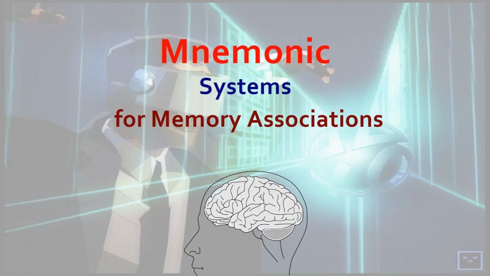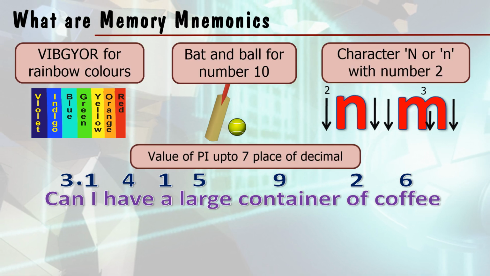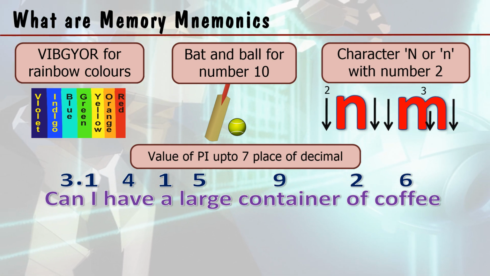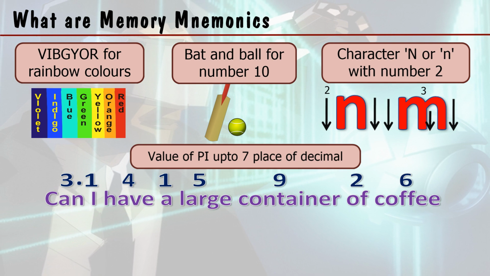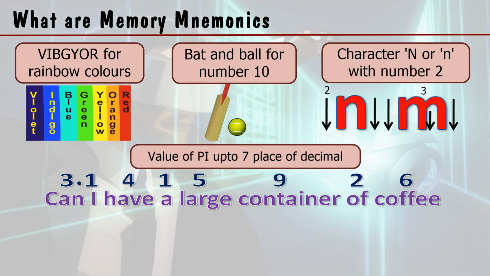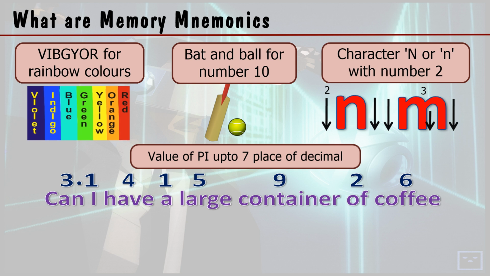To create associations for the purpose of memorization, we formulate a lot of tricks to associate with images, with phonetics or with certain patterns. While doing this, we are essentially following a mnemonic system. Mnemonics are entities that help us make associations for the purpose of long-term memory retention. Examples are VIBGYOR for rainbow colors from violet to red, which we all remember from school days. It is a memory mnemonic.